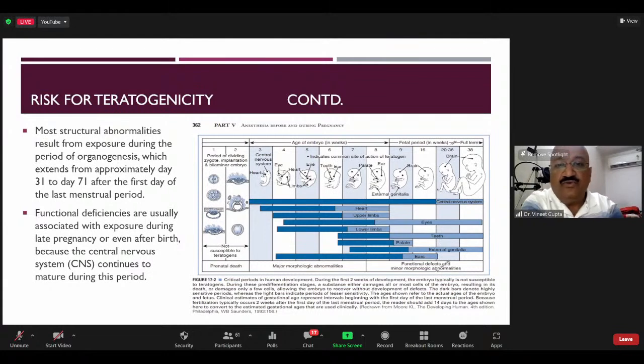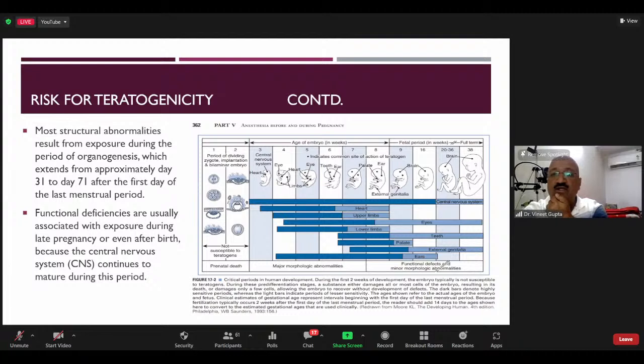In the 3rd week and 4th week, the eye, heart, and limbs. And then the 5th week, eye; 6th, teeth and ear, then palate, then ear. We can see the dark bars followed by the light bars in the same area. The dark bar is higher susceptibility and the light bars are actually lowering susceptibility.